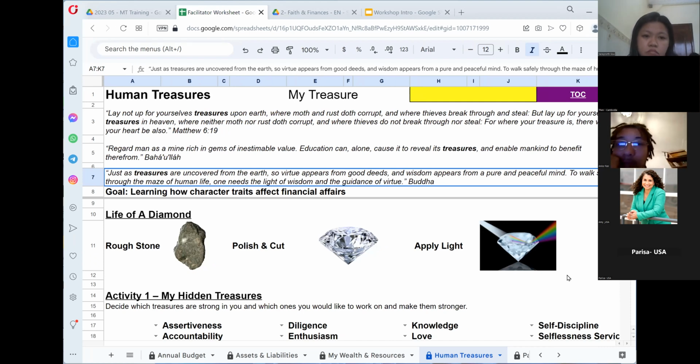This is where we actually start for the children in the primary schools. This is the lesson plan that we do. We don't do the faith and finances version because, for obvious reasons, at least here in the US and I think in most countries, it is not allowed to bring spirituality into the classroom. But if there are spaces where you can do that, I highly recommend it.